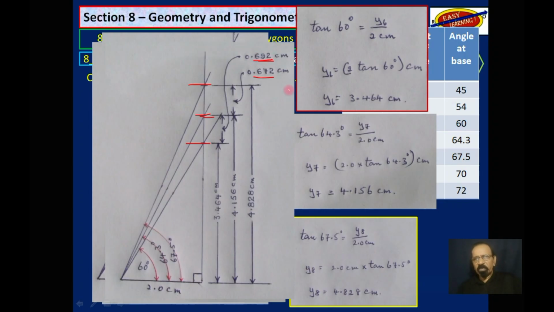A 0.02 centimeter difference, which is 0.2 of a millimeter. That is less than the pencil that you are using to draw these lines. So we can comfortably find that, bisect it and find this. So we don't have to use trigonometry, and we will not have to use the protractor to measure 64 degrees.